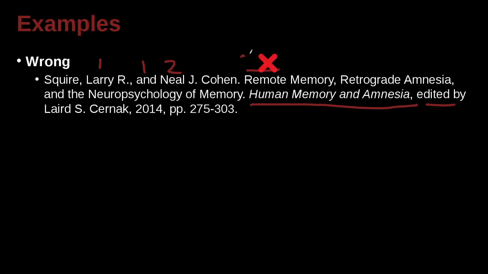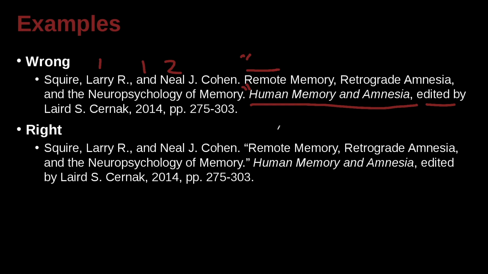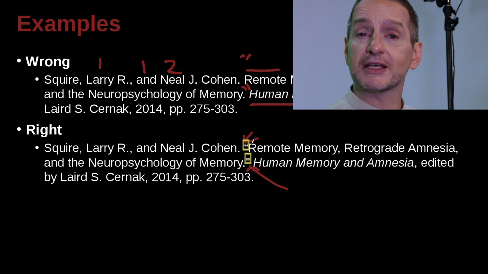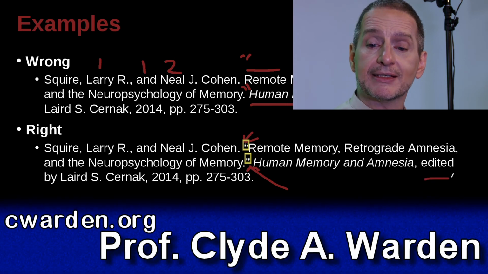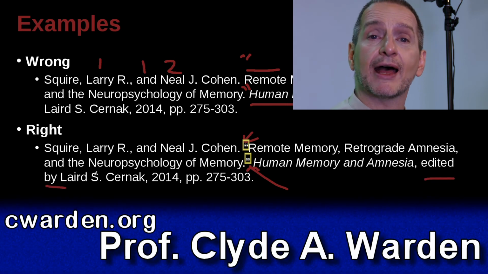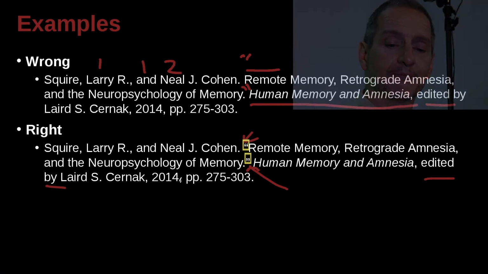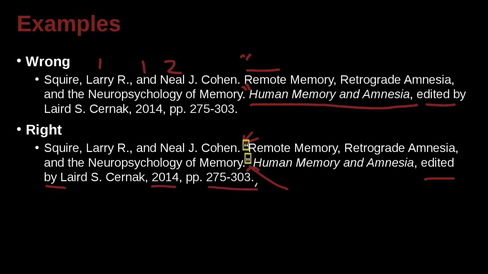But that's a little bit of a problem because something that's smaller inside a container needs to be inside those quotation marks. So the correct way to write this would be opening quotation marks, closing quotation marks. See them? That tells us that this is something smaller, a piece of a larger work. In this case, it's a chapter from a book. And this is edited by. So we write out the whole edited by. Year and page number.